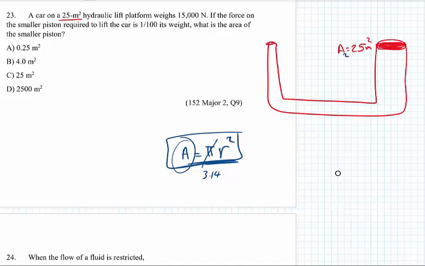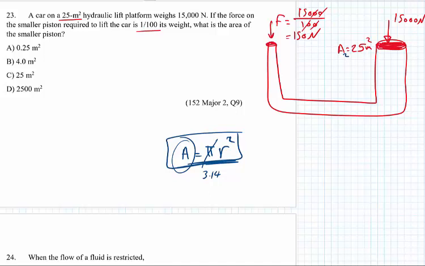So again, the area is 25 square meter, and the force, which is the weight of the car, is 15,000 Newton. If the force on the smaller piston required to lift the car is 1/100 of its weight, so the force here is 1/100 of its weight, which is 15,000 over 100. That's 150 Newton. What is the area of the smaller piston?